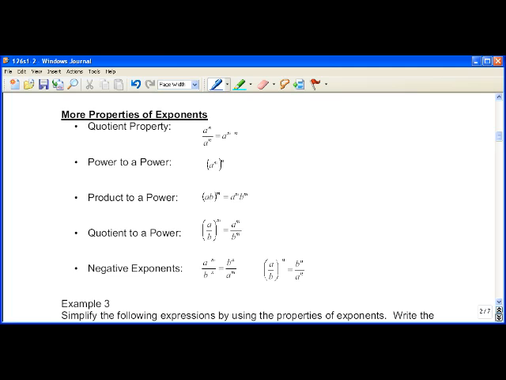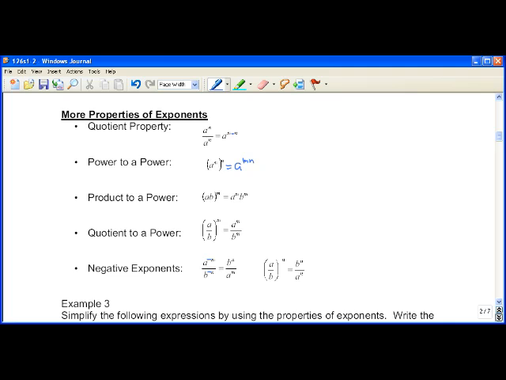So, quotient property. A to the m over a to the n is a to the m minus n. Power to a power: a to the m, to the n, is a to the m n. Product to a power: a b to the m is a to the m b to the m. Quotient: a over b to the m is a to the m over b to the m. Negative exponent: a to the negative m over b to the negative n.